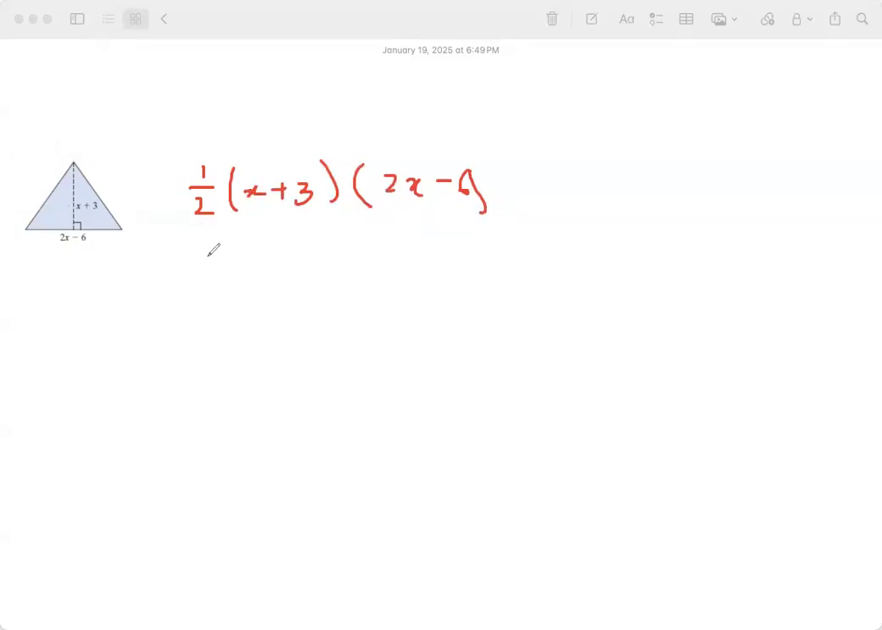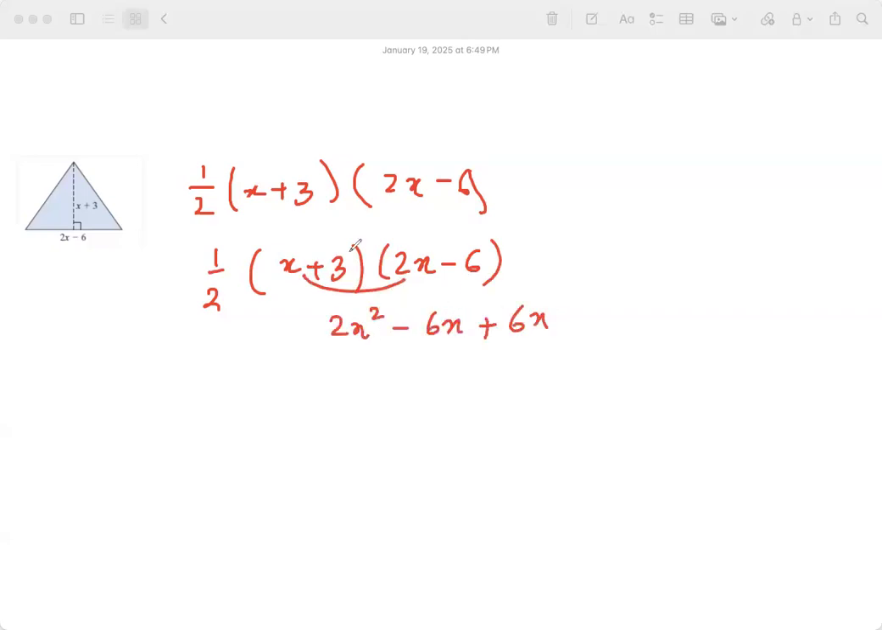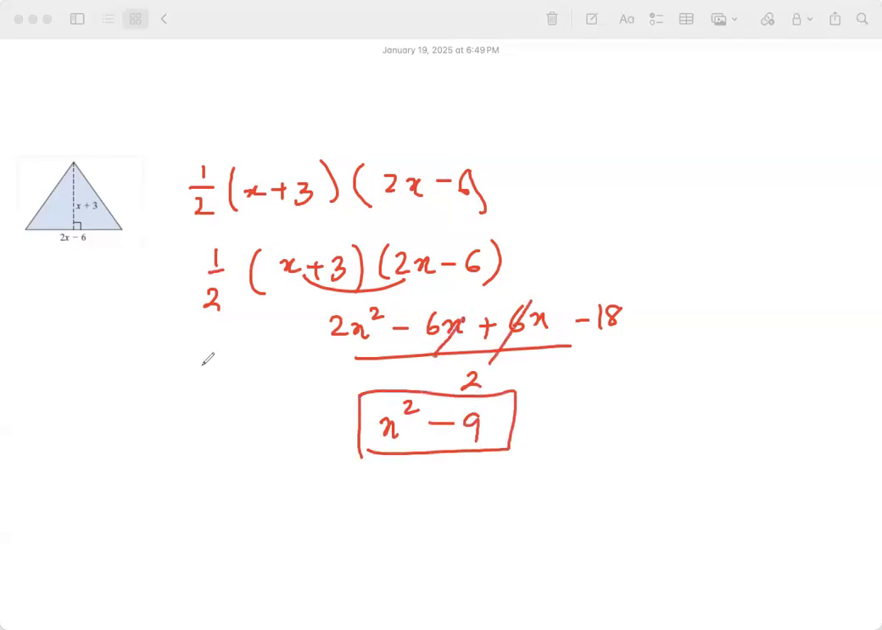Polynomial word problems will not be easy. We'll do one more of the complex roots and stuff. That will be hard. 2x minus 6. Now 2x square minus 6x plus 6x minus 18 divided by 2. So x square minus 9. These two get cancelled. This is your answer. That's the area.